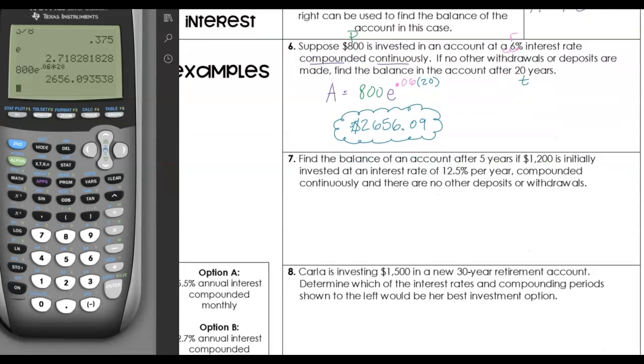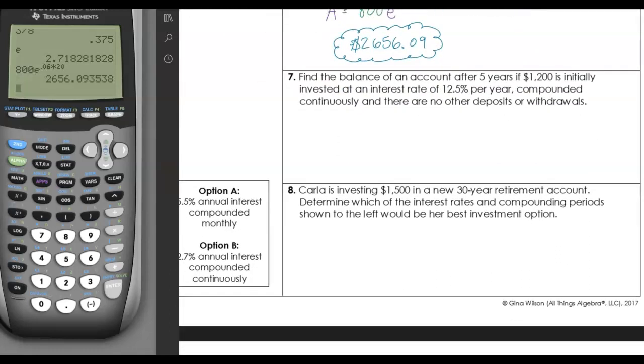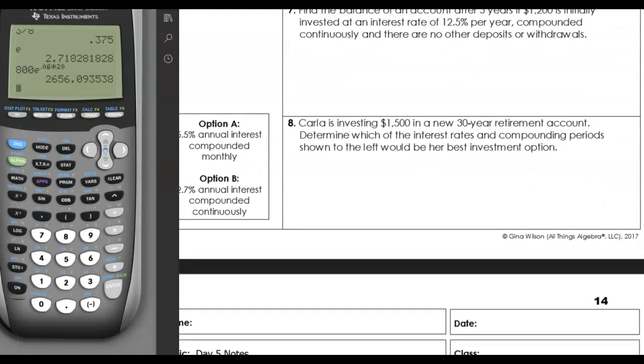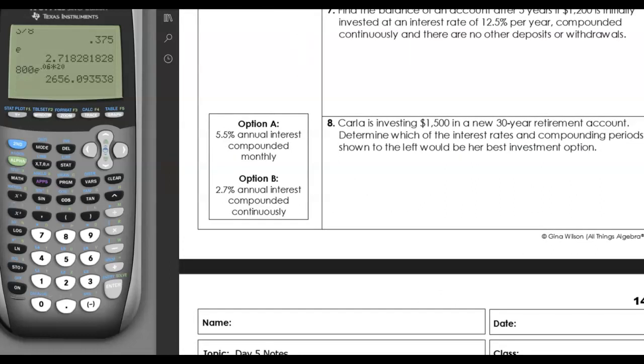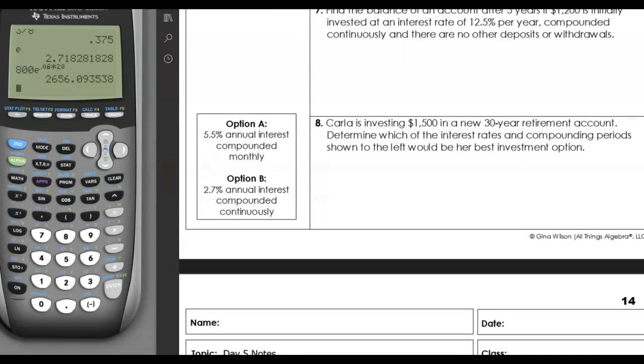Okay, so let's see. Do I want to do number 7? No, it's too easy. Let's do 8, and then we'll be done. Number 8 says Carla is investing $1,500 in a new 30-year retirement account. Determine which of the interest rates and compounding periods shown to the left would be her best investment option. She's shopping around, trying to figure out where she should invest her money so that she can retire with a good amount of money.